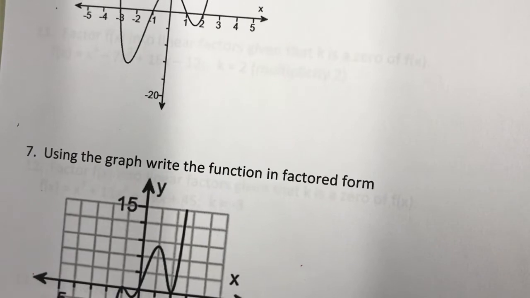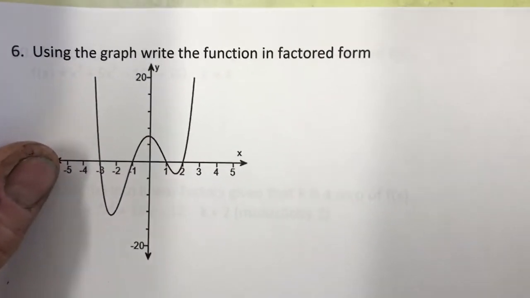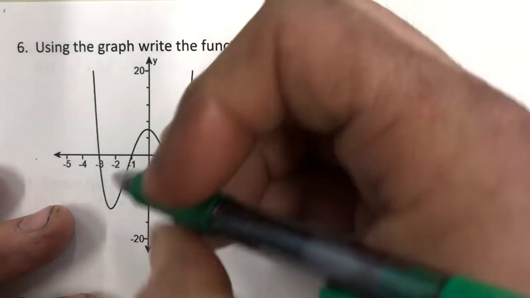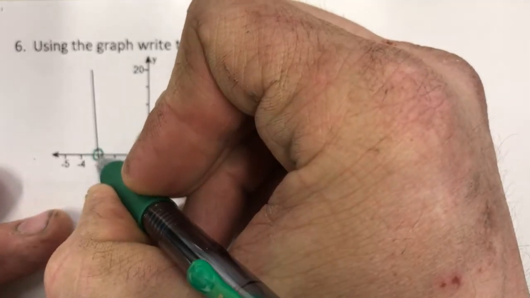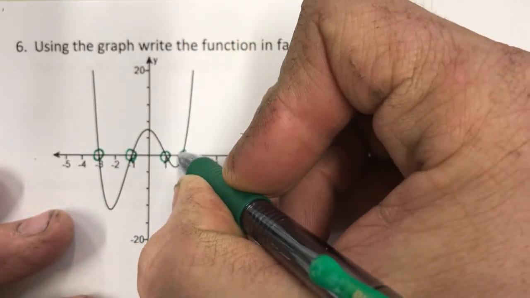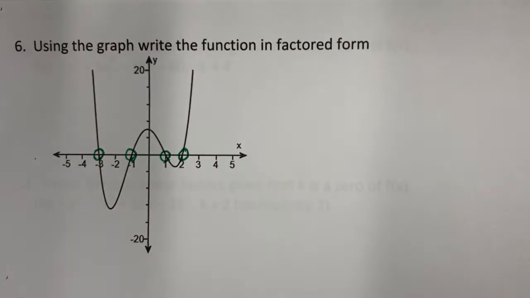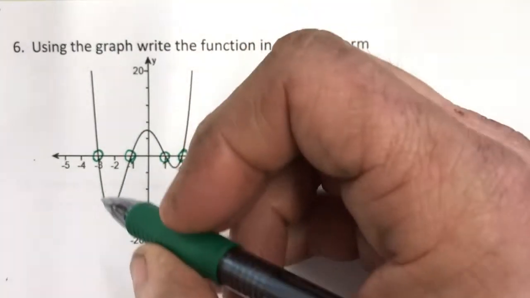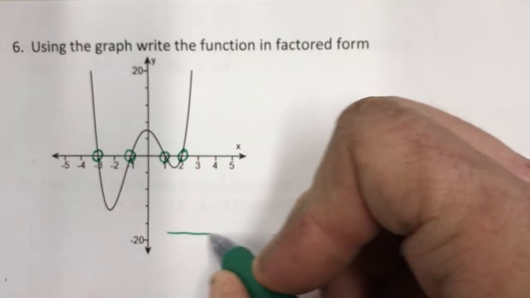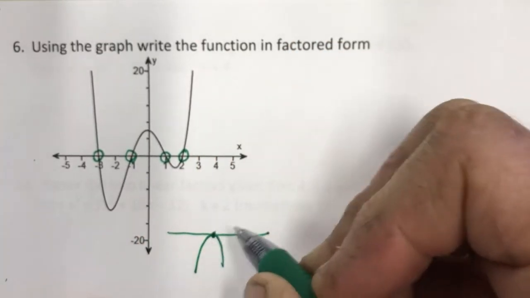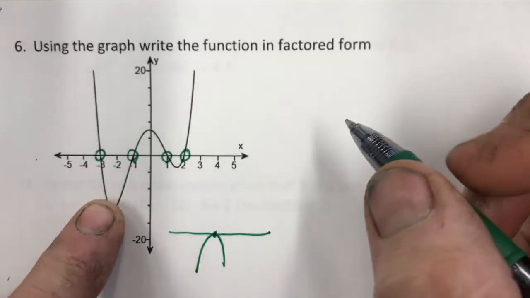Number 6 here. Using the graph, write the function in factored form. Okay, now if you look at the graph here, where it crosses the x-axis, there's a 0 at -3, there's a 0, there's 1, and there's 1. Okay? Now they all just pass through. If it touches it and bounces back off like this, that's a multiplicity of 2. But these have multiplicity of 1.